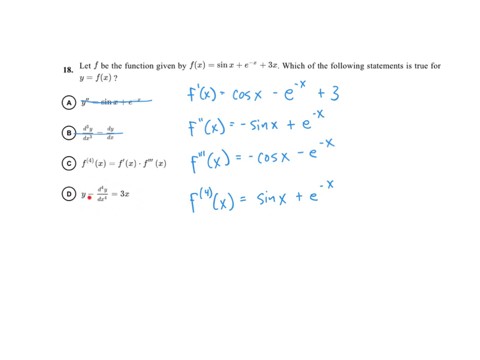This is saying the original function minus the fourth derivative equals 3x. So here's the original function. If you subtract the fourth derivative, you do get 3x, because when you subtract the fourth derivative, this sign cancels out with that sign, e to the minus x cancels out with that e to the minus x, and you're just left with 3x, so that has to be it. Okay, so that's everything.